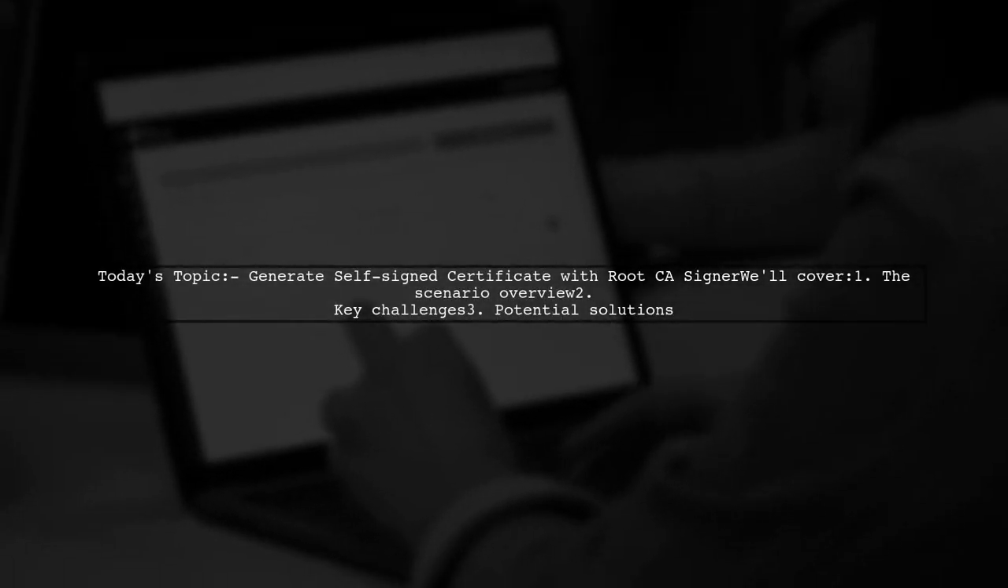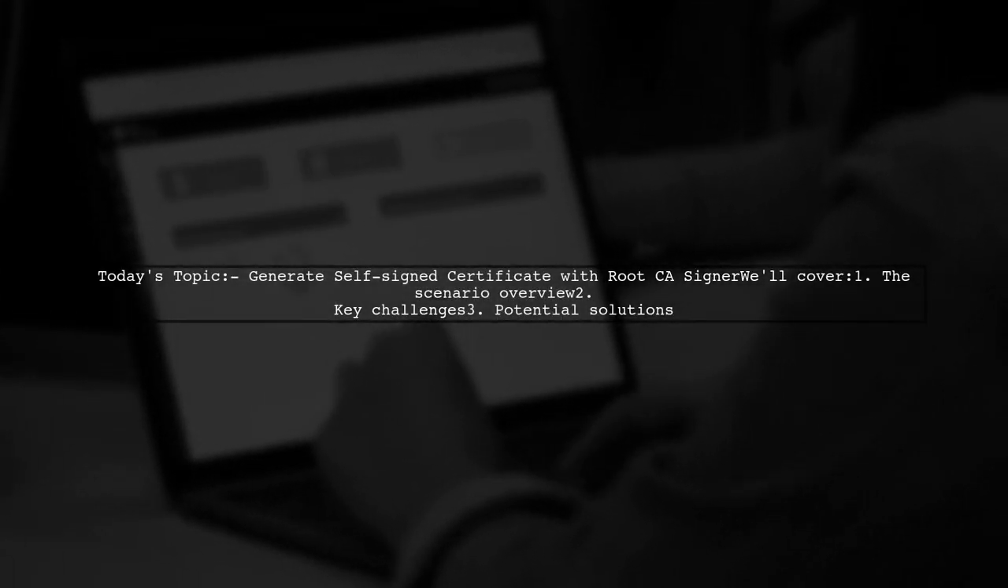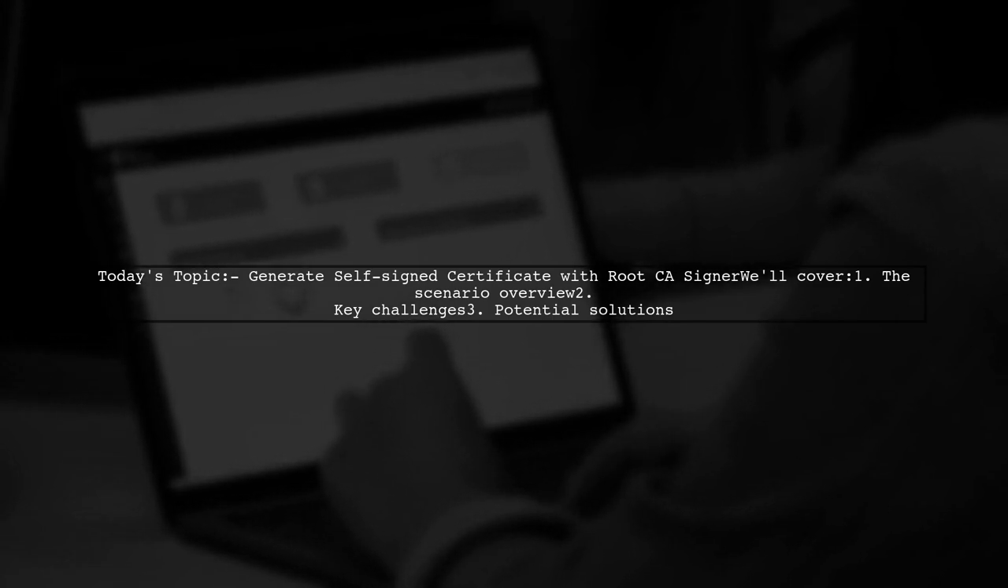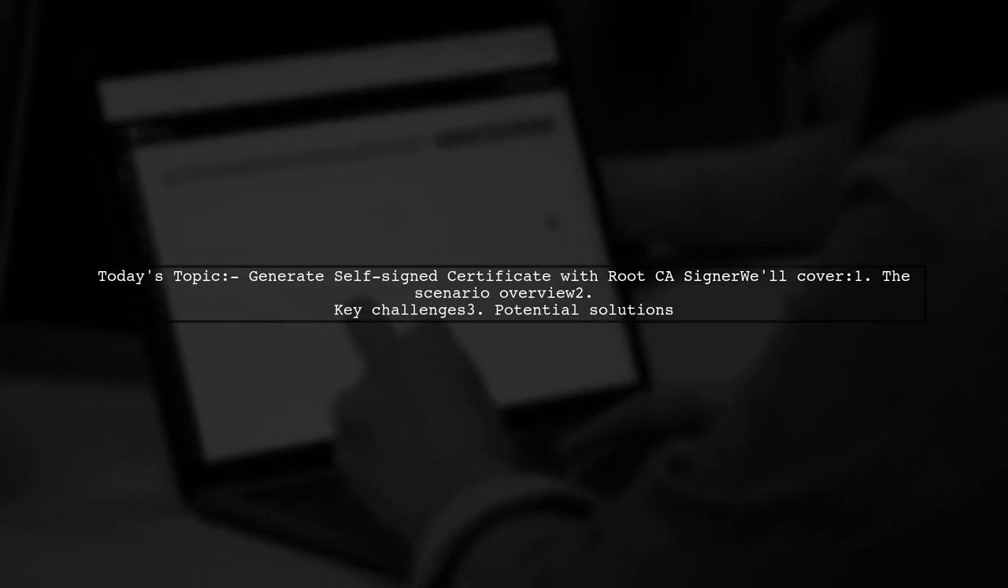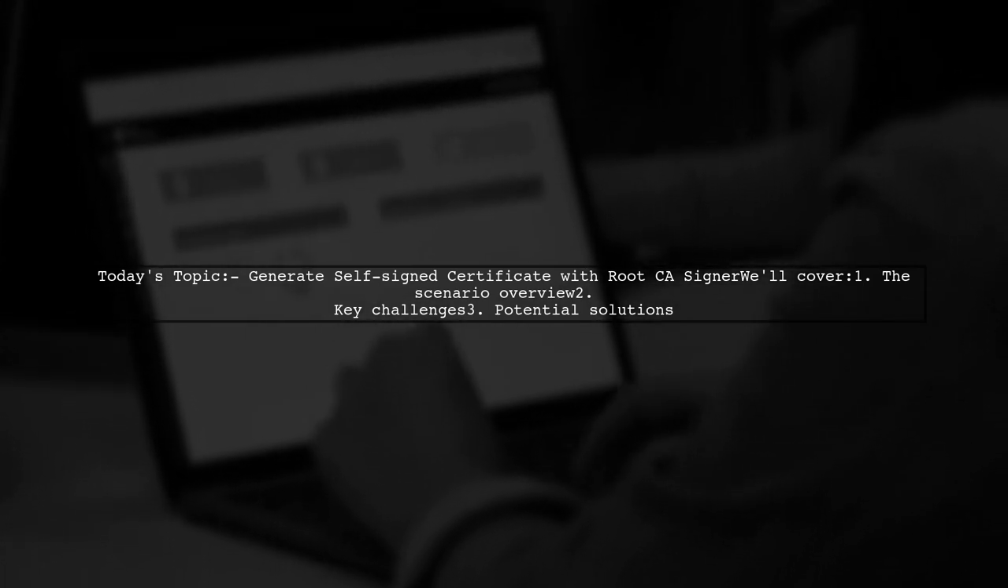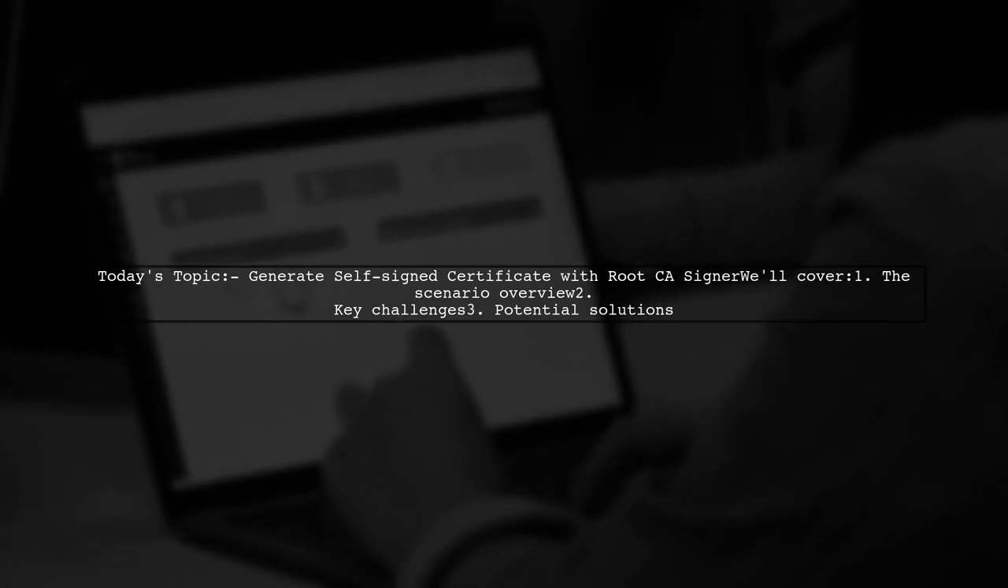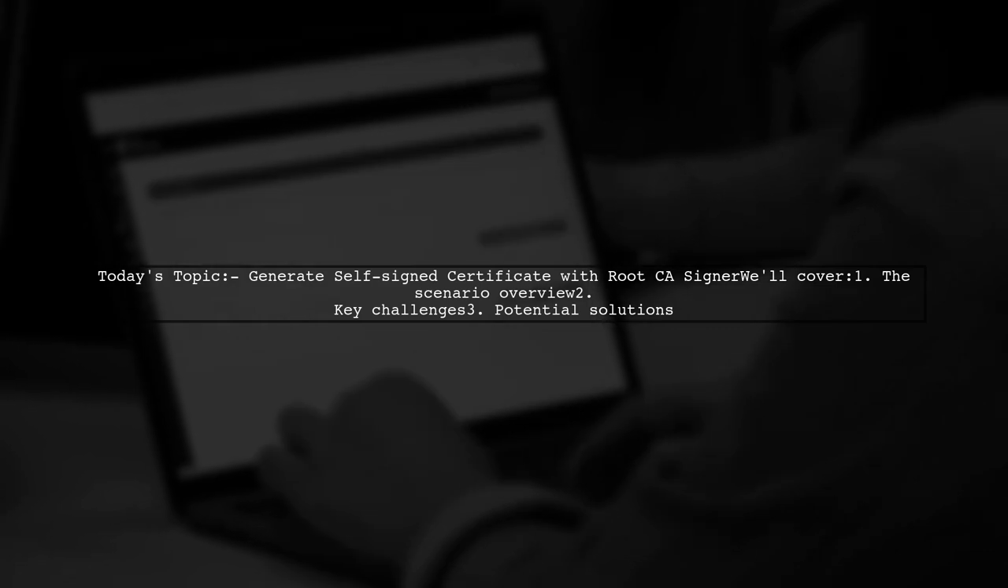Welcome to our Tech Explainer video. Today, we're tackling a fascinating challenge in the world of PowerShell scripting. Our viewer is looking to generate a self-signed certificate using a root CA signer on Windows Server 2012 R2. Let's dive into the details.